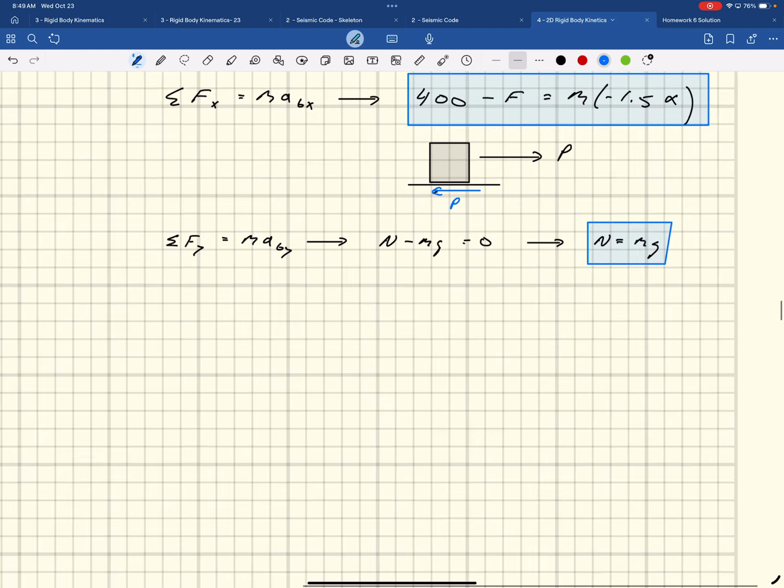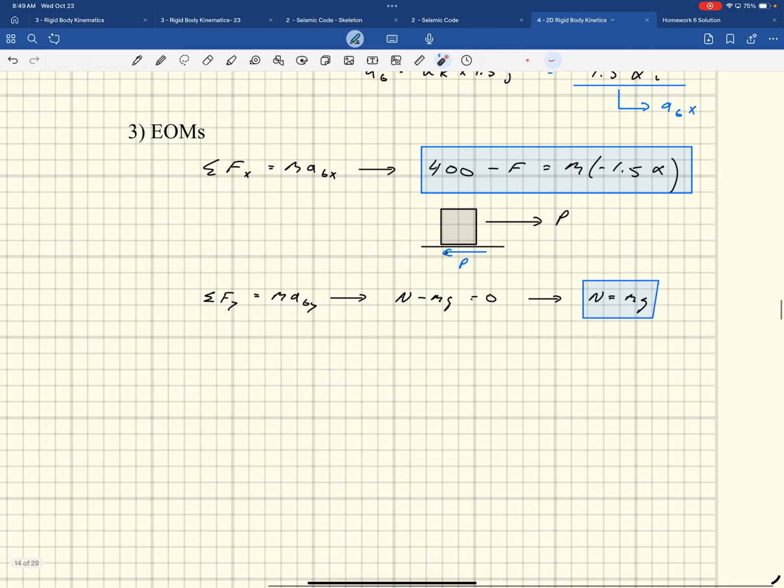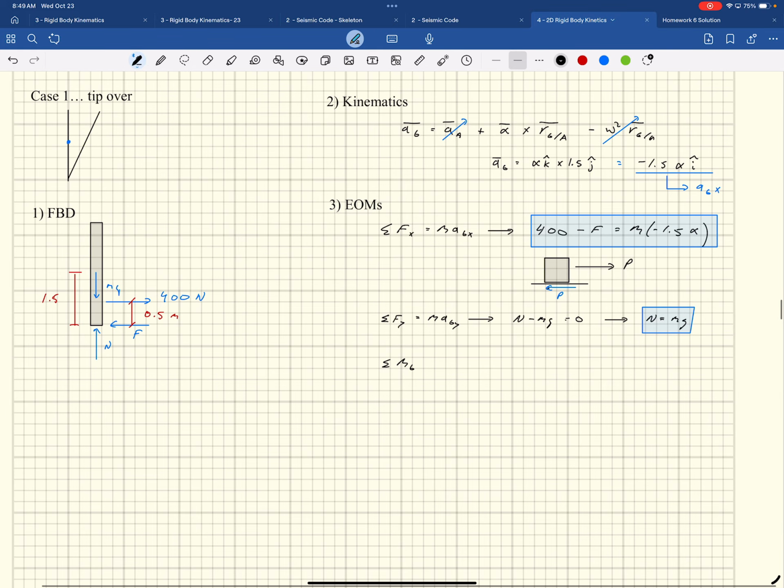Okay, and then we have too many unknowns, right? I don't know what alpha is. I don't know what the friction force is. So I can't solve it yet. I need to keep going. The last equation I get is my moment equation. Sum of the moments. I'm going to do it about the mass center. This one has a fixed point, so I could do it about point A.